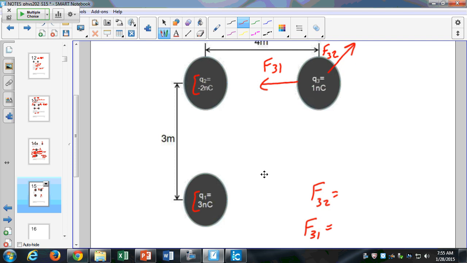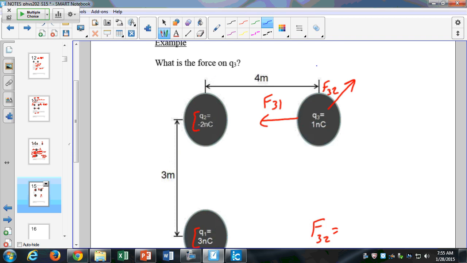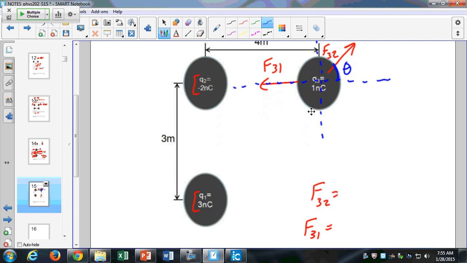Then we'll need to find out what are the angles. So if I were to draw my coordinate system, and whenever we're dealing with forces in 2 dimensions, we need to establish what is our coordinate system. So I need to figure out what is this angle theta. And in order to do that, I can recognize that there is a triangle right here, all right?